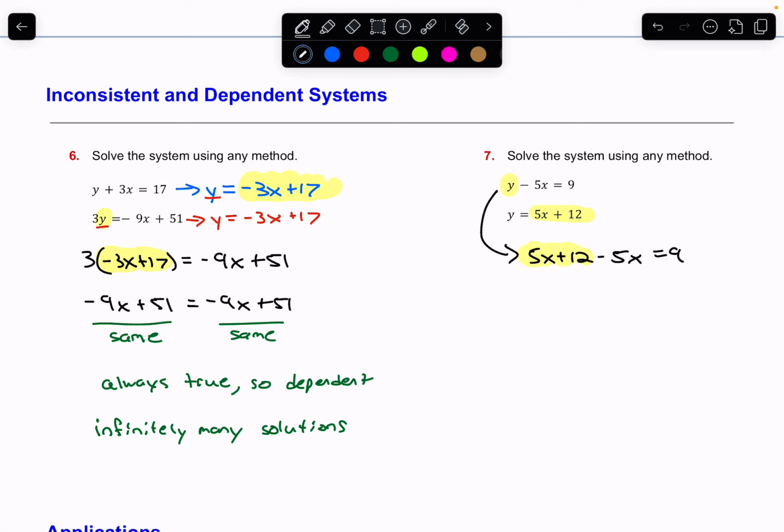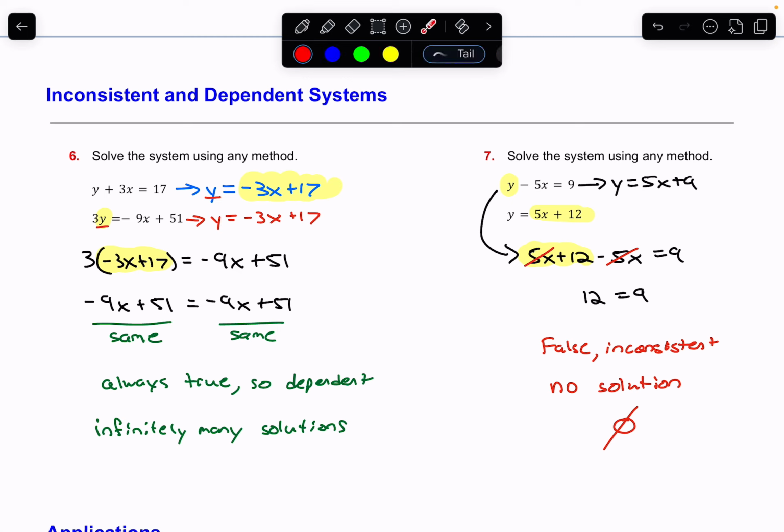This simplifies on the left to just be 12, because 5x and negative 5x cancel each other out. So I have 12 equals 9. This is false. Because this is false, this is an inconsistent system, which means no solution. And we can denote that with a circle with a line through it. The reason there's no solution is these lines will never intersect. If we rewrite the top equation by adding 5x to both sides, it looks like y equals 5x plus 9.